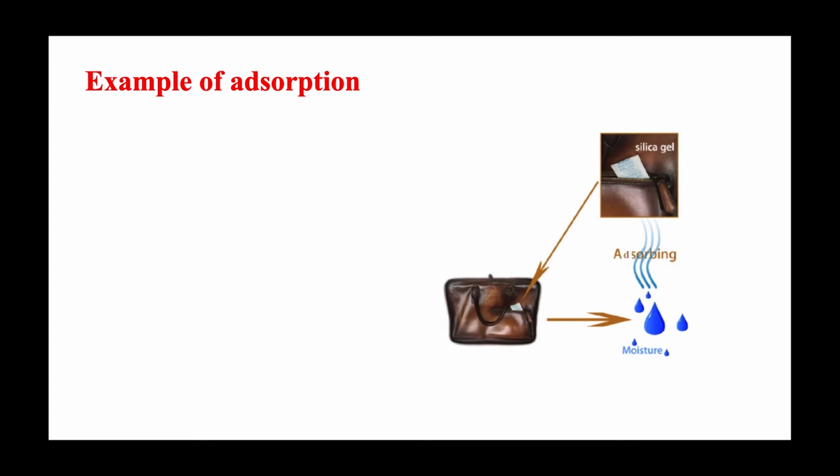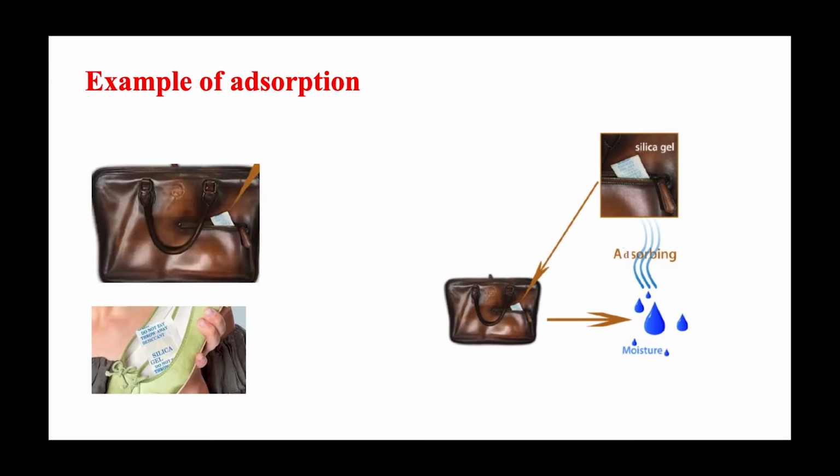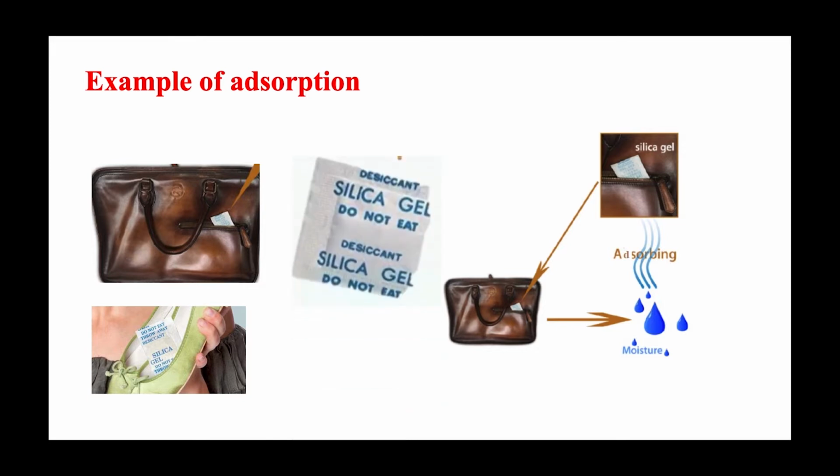Example of adsorption. When we buy a new bag or shoes from a shop, we can see a packet inside it. That packet is called silica gel. Why do we have to put silica gel inside it? This silica gel will take all the moisture and keep it on its surface. That is, silica gel adsorbs water vapor. Therefore, this process is one of the best examples of adsorption.